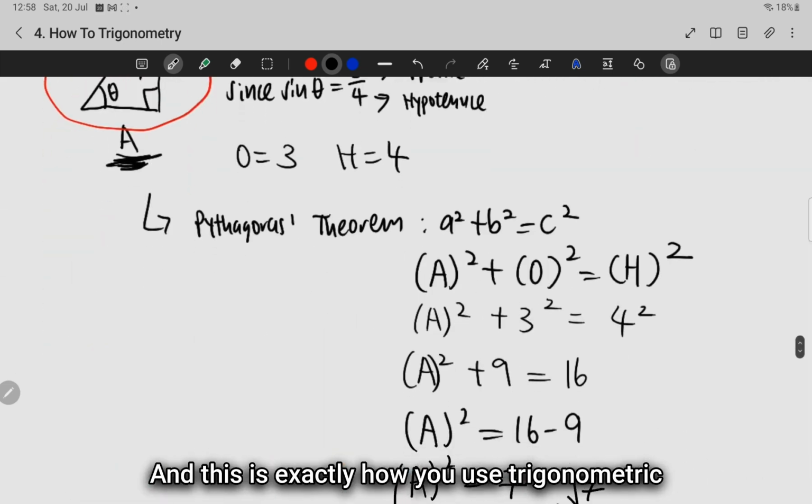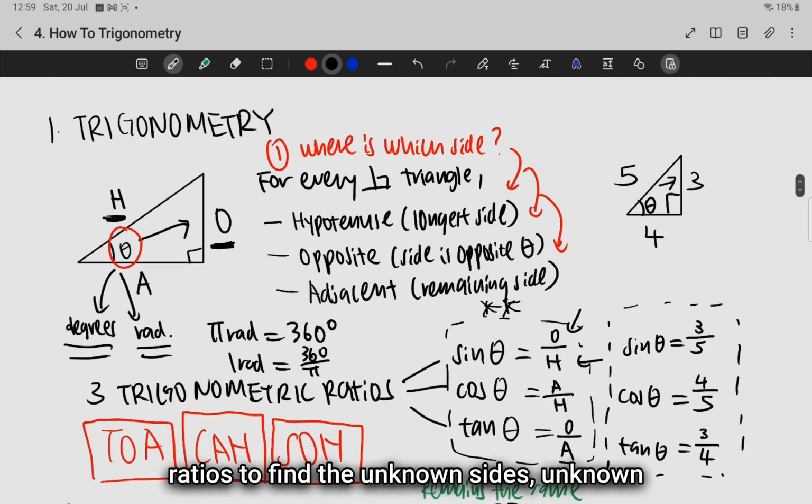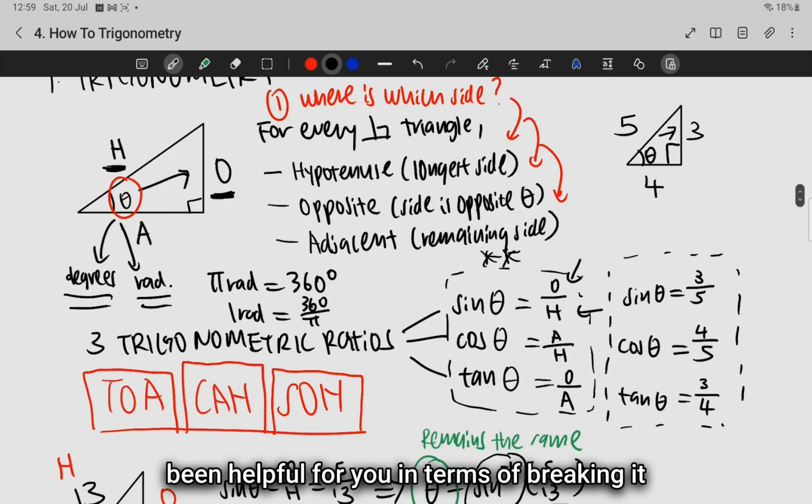And this is exactly how you use trigonometric ratios to find the unknown sides and unknown angles in right triangles of acute, obtuse, and reflex angles. And I hope this video has been helpful for you in terms of breaking it down.